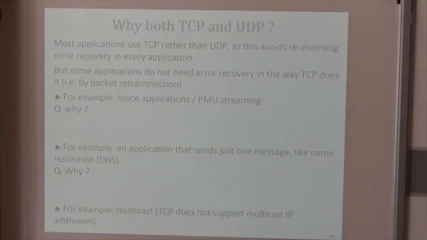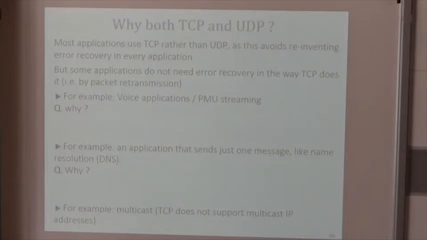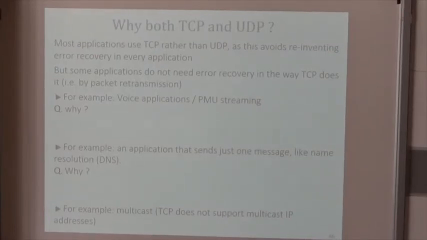Nonetheless, for example, YouTube doesn't deliver video on UDP, although it does, but on QUIC, which is a variant of TCP. So if it had to choose between barebone UDP and TCP, it would still use TCP. Why is that?